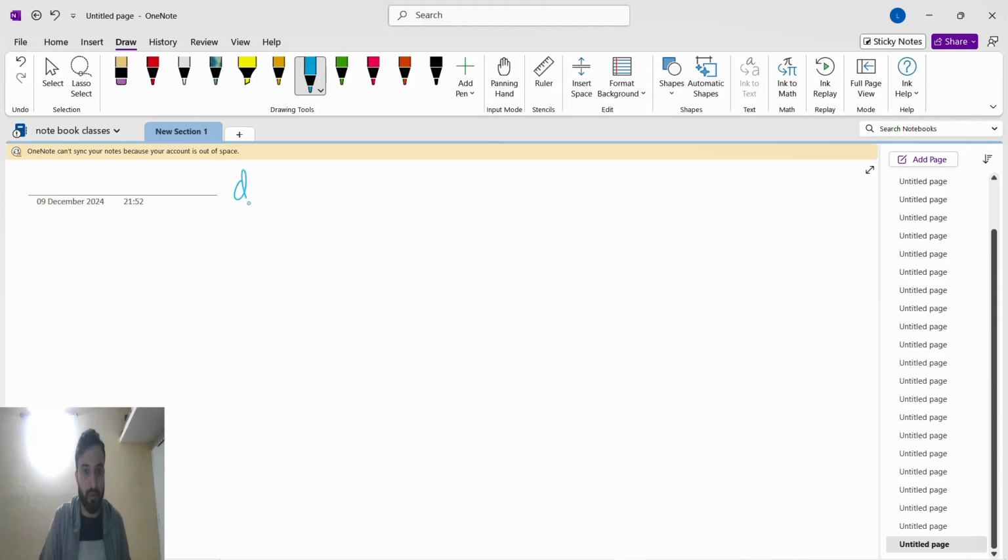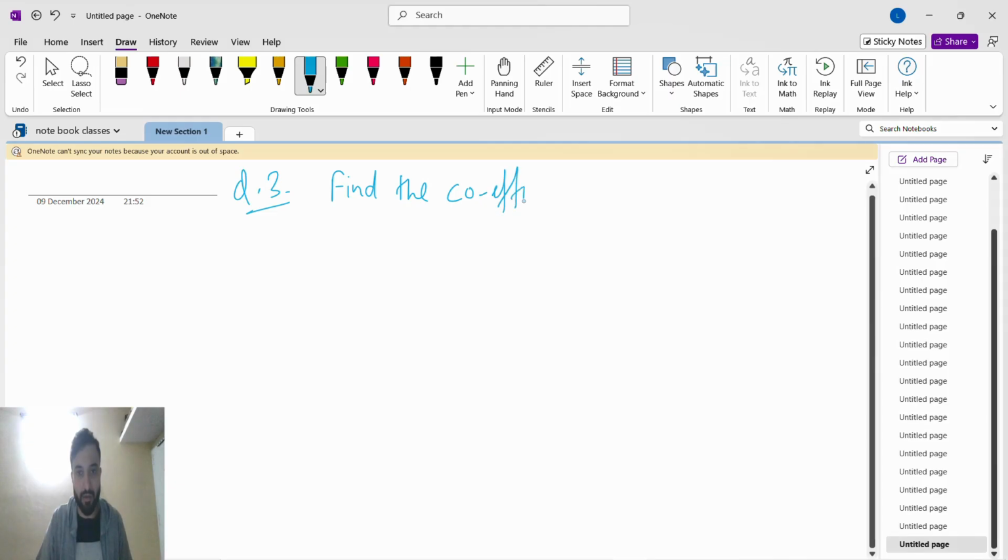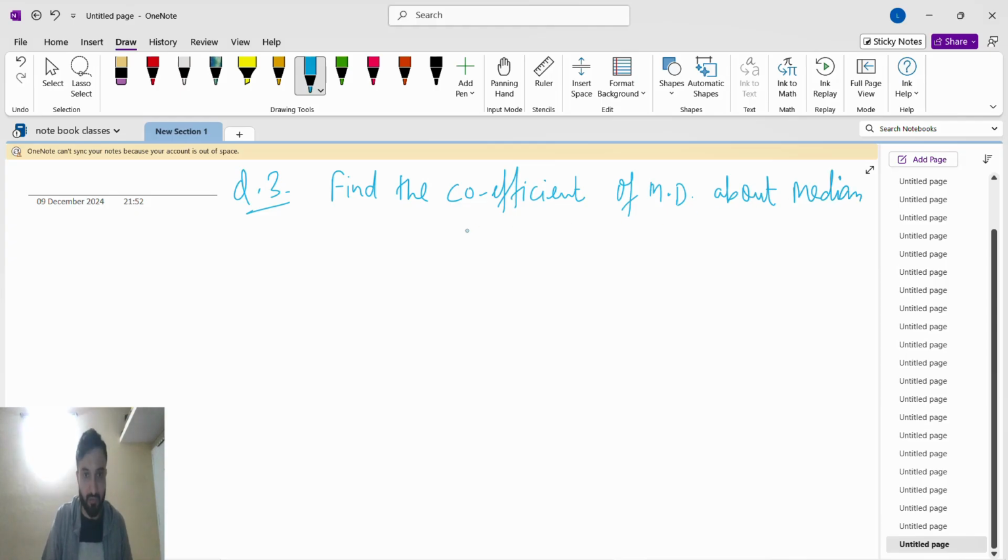Now we'll go for question number 3. Find the coefficient of mean deviation about median for this: 3, 8, 13, 15, 6, 5. Okay.